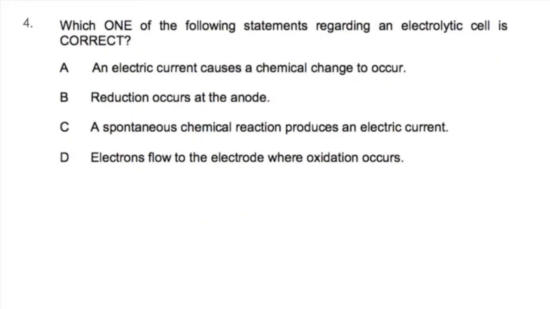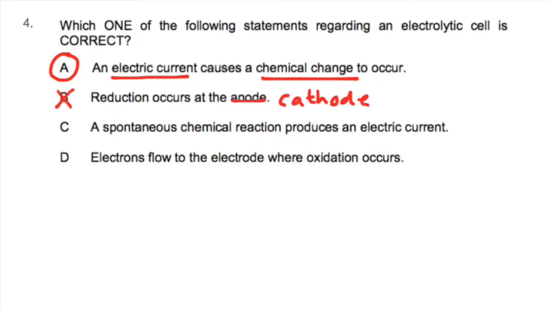Alright, let's have a look at question 4. Which one of the statements regarding an electrolytic cell is correct? A, the electric current causes a chemical change. That is correct, it's a definition. So that's probably the right answer. Let's look at B. Reduction occurs at the anode. No, reduction occurs at the cathode, so B can't be right.